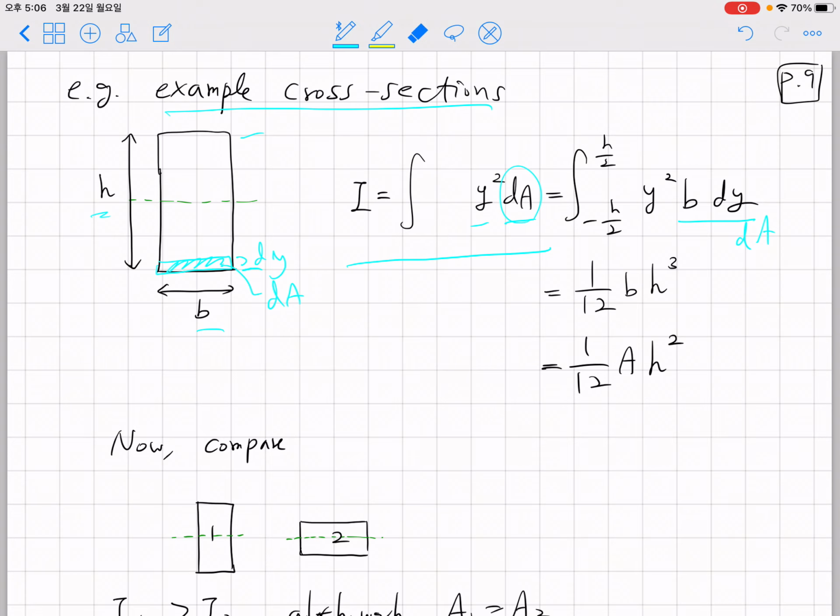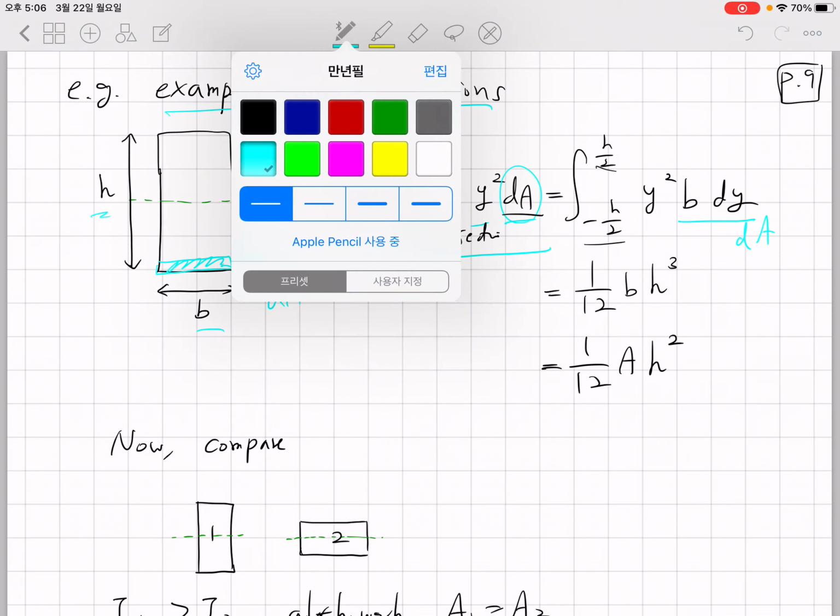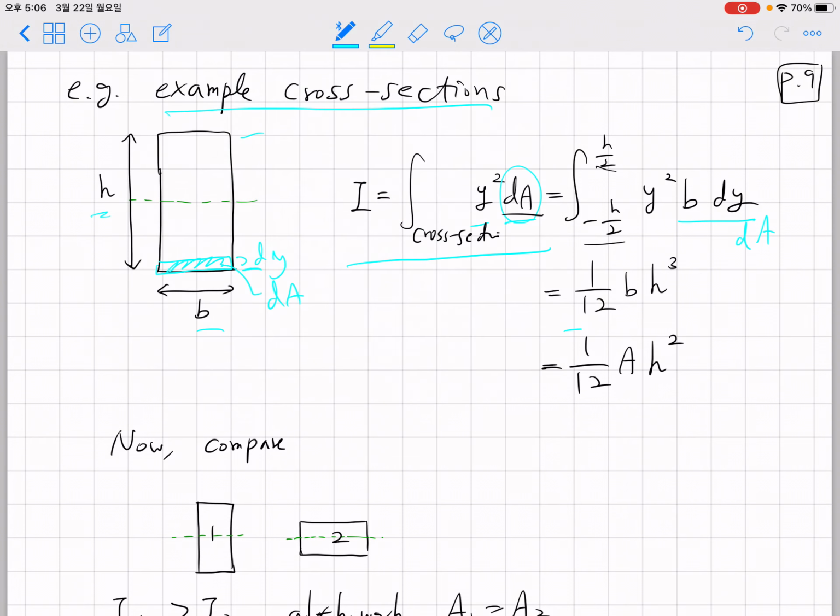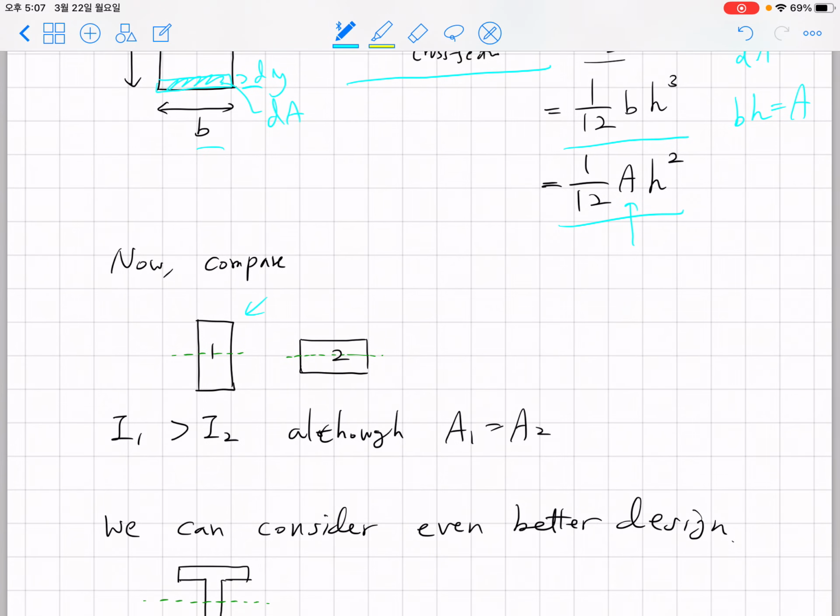I think it can be confusing, so let me just say cross section here. After we replace dA with b dy, we can use this range. After we perform this integral, we find that I is 1/12 b h cubed, and if we identify that bh is A, it can be written as 1/12 A h squared. So the implication is, even though two cross sections have the same area A, if their height is different, we're going to have different I.